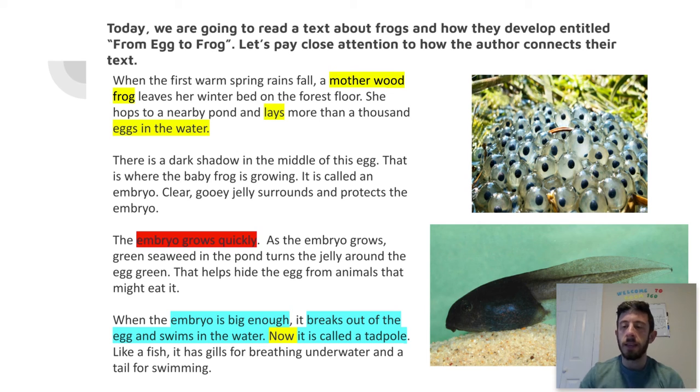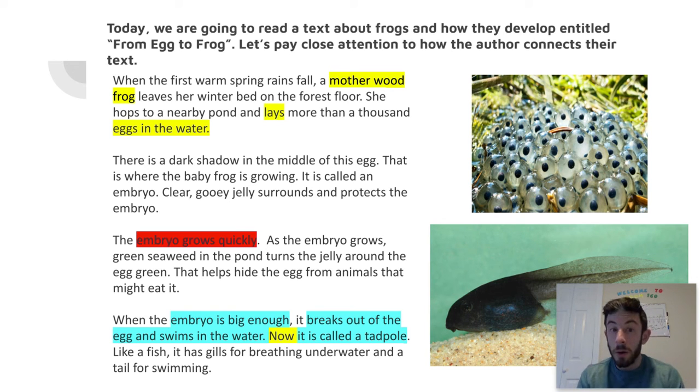I highlighted these key words and these phrases because they are talking about the process that is occurring between the time a mother frog lays an egg and the time that egg becomes a tadpole. So it starts out, lays the eggs in the water.